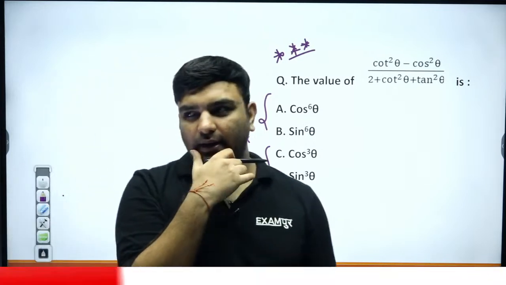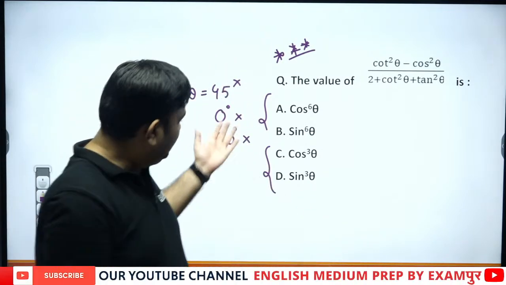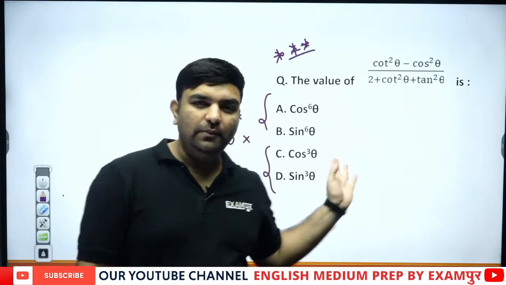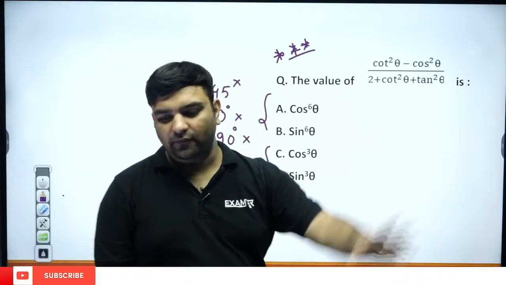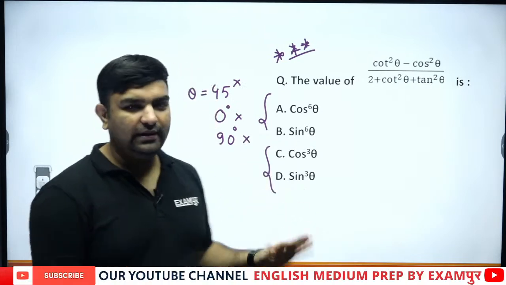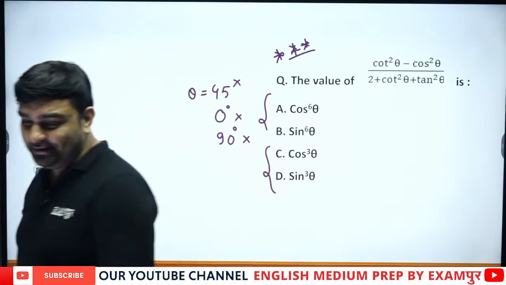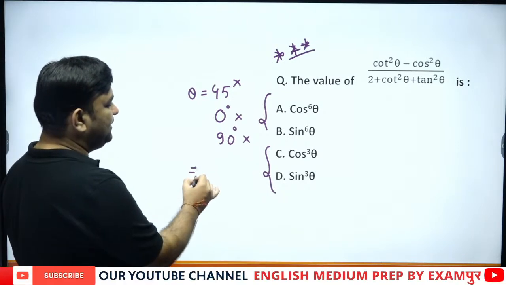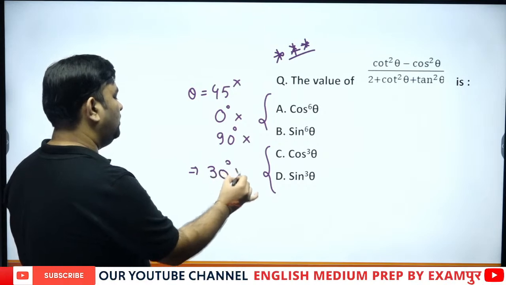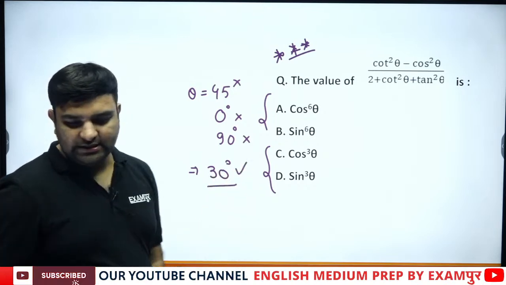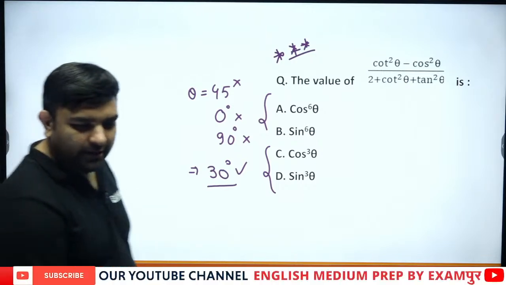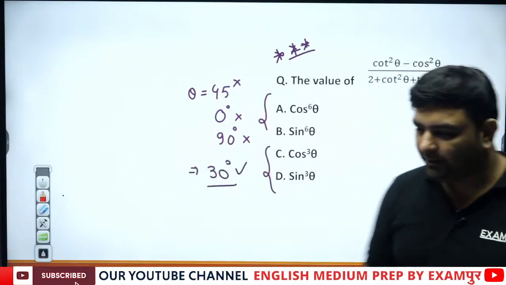Guys, what do you say? 0 and 90 are also out of the task because cot and tan is there. One will become infinite at 0, and one will become infinite at 90. Out of the task. So the only thing which remains is 30 degree or 60 degree. So value putting, let me do it by 30.